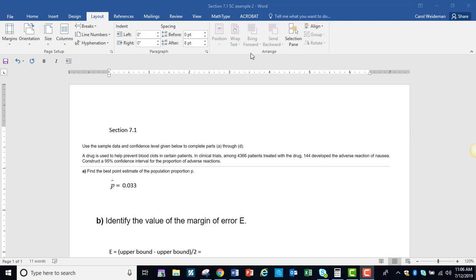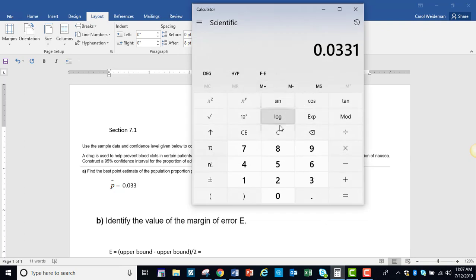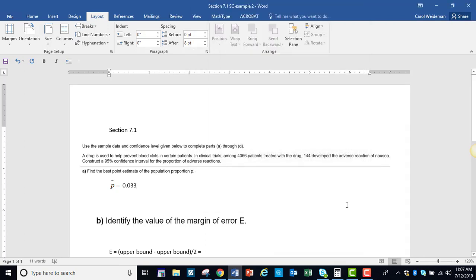So how did I get that point estimate? Well, what I did was I took the number of people with the adverse reaction, 144, and I divided by the sample size. So I took 144 and I divided by 4366, and there's my estimate, 0.033 when I round off. So about 3.3% of the people in this sample had the adverse reaction of nausea.